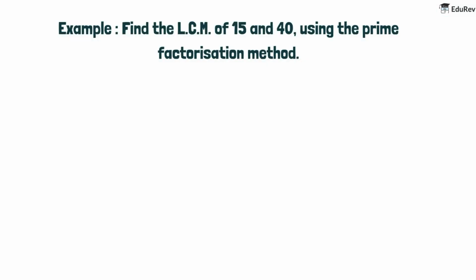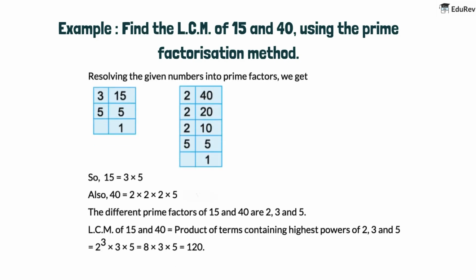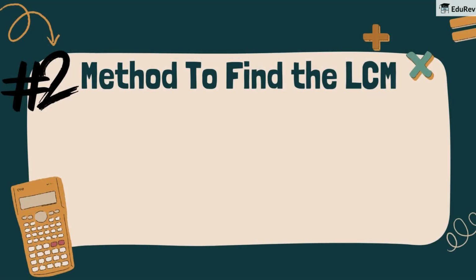For example, to find the LCM of 15 and 40, we resolve the numbers into their prime factors. The prime factors of 15 are 3 and 5. The prime factors of 40 are 2 and 5. The LCM of 15 and 40 is the product of terms containing the highest powers of 2, 3, and 5. The answer is 120. We can also find LCM using the long division method.